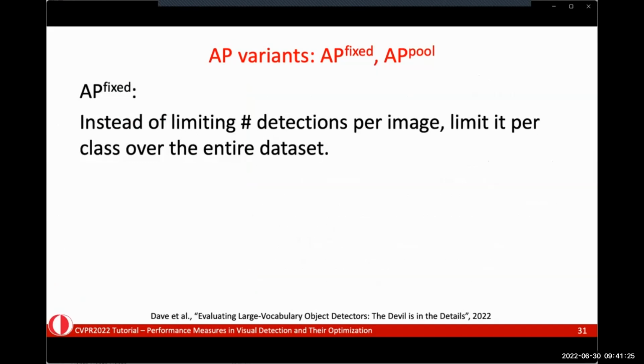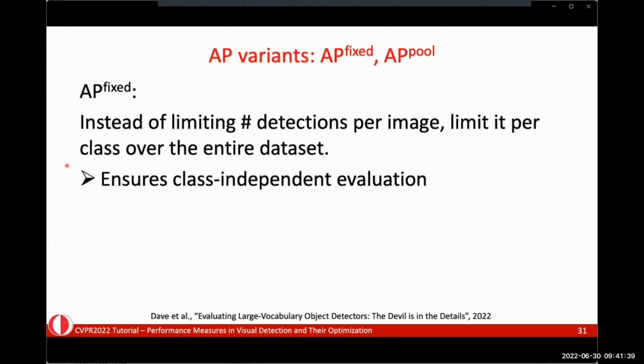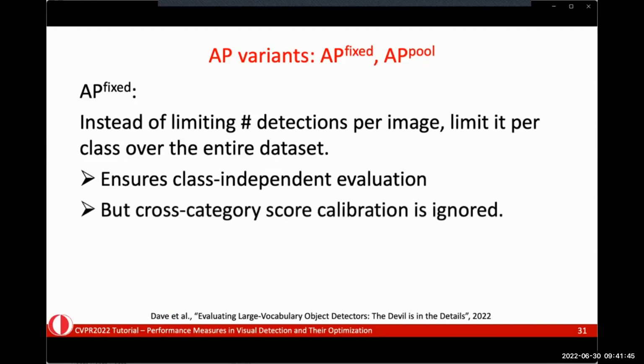To fix these issues, the authors propose AP fixed. Instead of limiting the number of detections per image, they limit it per class over the entire dataset. This ensures class-independent evaluation, so AP is not gameable anymore. However, the cross-category score calibration is ignored.